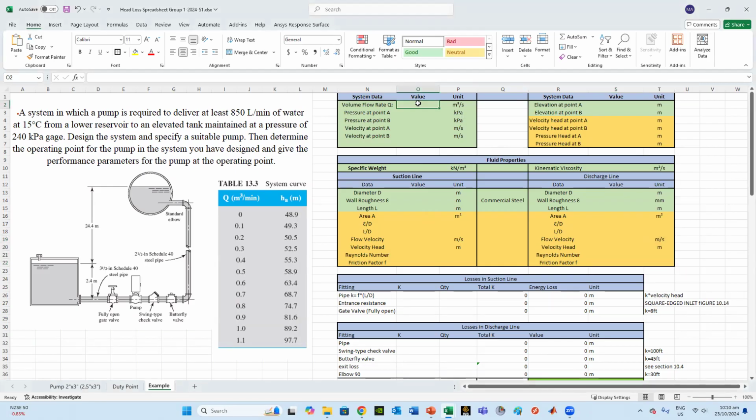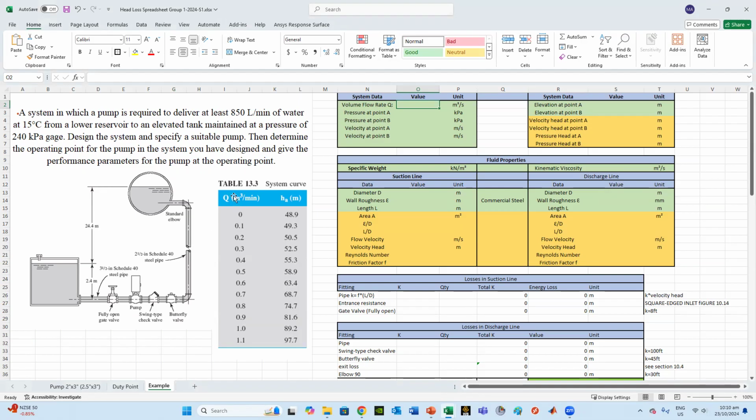So let's start with the following example. A system in which a pump is required to deliver at least 850 liters per minute of water at 15 degrees Celsius from a lower reservoir to an elevated tank maintained at a pressure of 240 kilopascal, which is the gauge pressure. Design the system and specify a suitable pump, then determine the operating point for the pump in the system you have designed and give the performance parameters for the pump at the operating point.